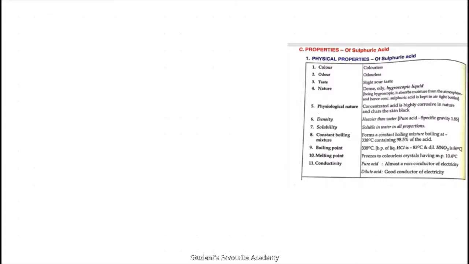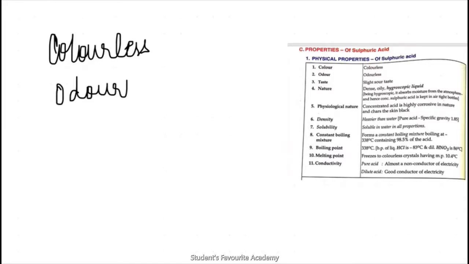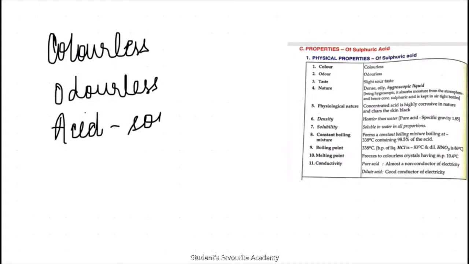The first thing is the color, which is completely colorless. It's a water-like liquid, completely colorless. And when we talk about odor, it is completely odorless, meaning it does not give any smell. When we talk about taste, it is slightly sour, and you know, children, that acids are expected to be sour. The taste is slightly bitter.